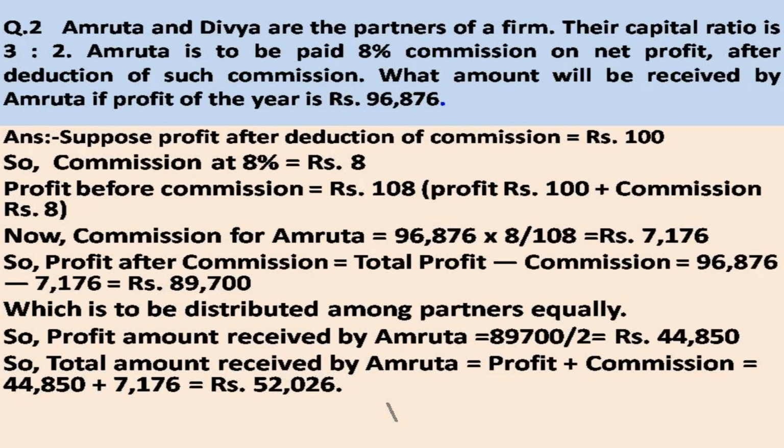So profit amount received by Amruta is equal to 89,700 divided by 2, because here two partners are there, so divide by 2. So 44,850. Total amount received by Amruta is equal to profit plus commission. Profit is 44,850 plus 7,176, which is equal to 52,026 rupees, the total amount received by Amruta.